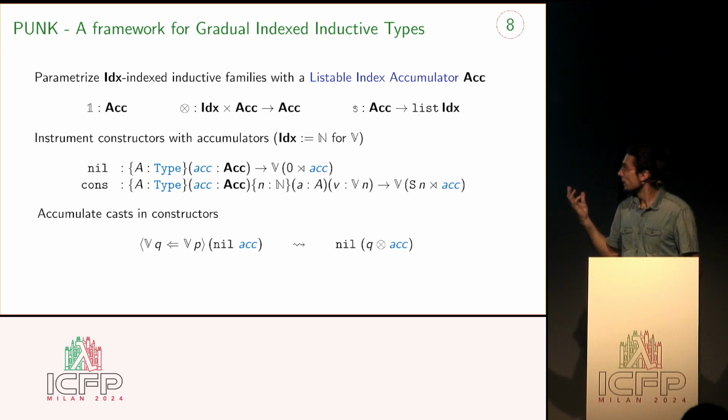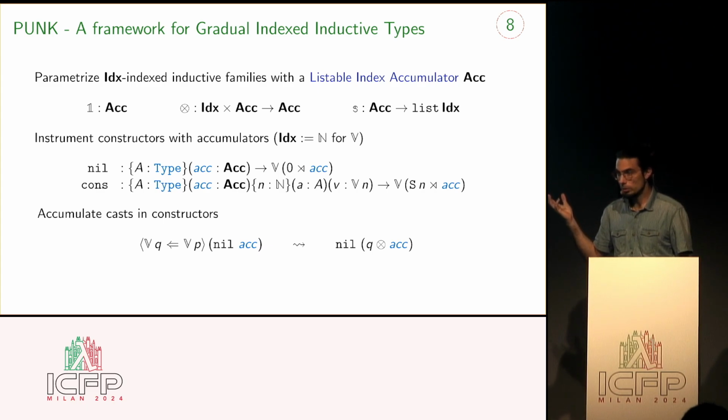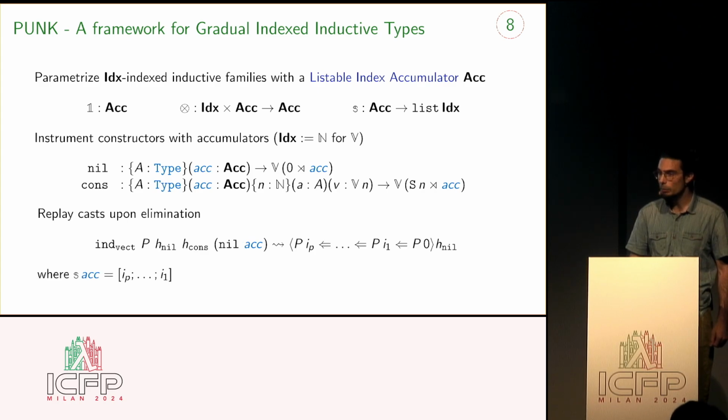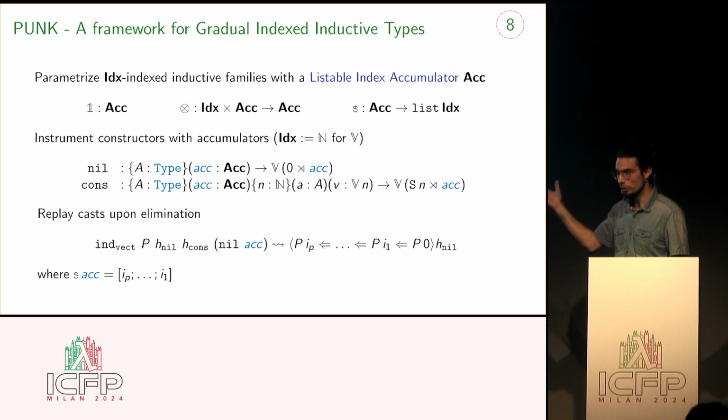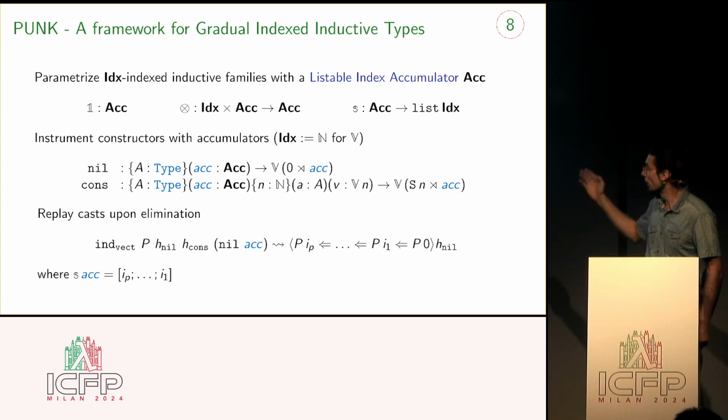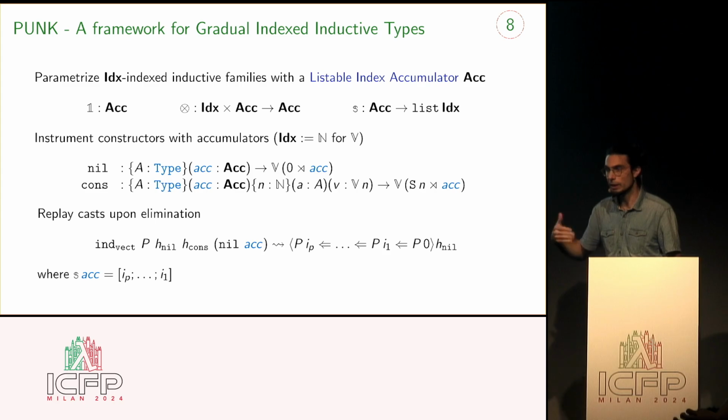With these indexed, instrumented constructors, I can now define the action of cast on a constructor in a uniform way. If I want to cast from vectors at P to vectors at Q, from an empty vector with accumulator ACK, I just push the Q index on top of ACK. And then to eliminate an element, here nil, I take the accumulator, I extract a representation of the indices contained in the accumulator, and I replay all the casts that have been accumulated.